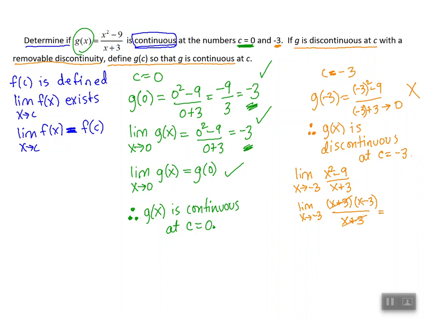I can plug in negative 3, and negative 3 minus 3 gives us negative 6. So we do have a limit. We just need our function value to equal what that limit value is. So we can define g of negative 3 to equal negative 6. And then our limit value will equal our function value.